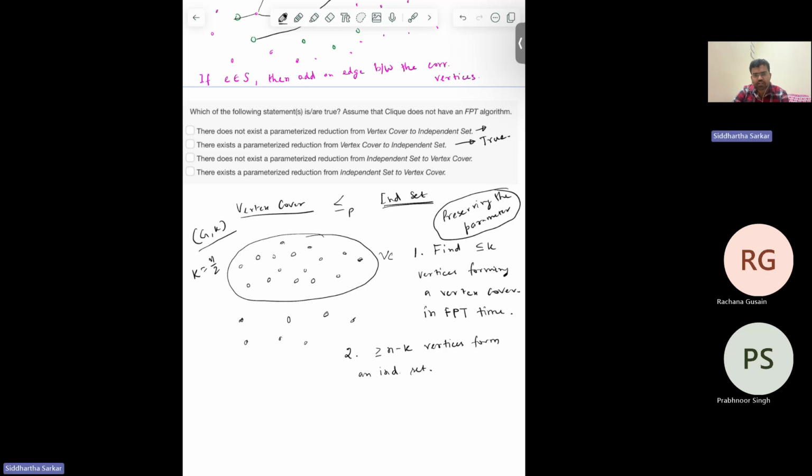But on the other hand, we have seen in the lectures that independent set on regular graphs can be reduced from the problem of clique on regular graphs. Since we know that clique does not have an FPT algorithm, it is unlikely that independent set has an FPT algorithm. So there does not exist a reduction from independent set to vertex cover. Vertex cover is FPT, but independent set is unlikely to have an FPT algorithm. So vertex cover is not as hard as independent set.